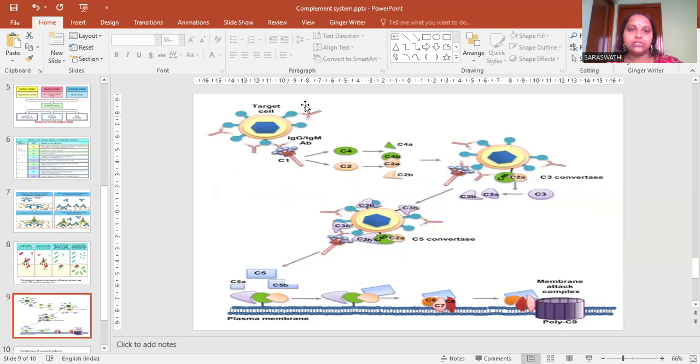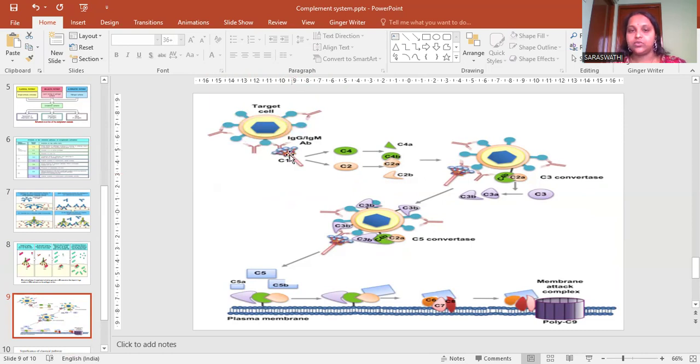Students, can you look here? This is a target cell, whatever bacteria or pathogen has entered our body. During that time this pathway is activated due to the presence of two types of antibody, either IgG or IgM. Already I have explained. Once IgG or IgM is bound to the surface of the bacterial cells, it will activate the C1 complement, the complement protein one. We have discussed the structure of the C1 complement, right? We have Q, R, S.